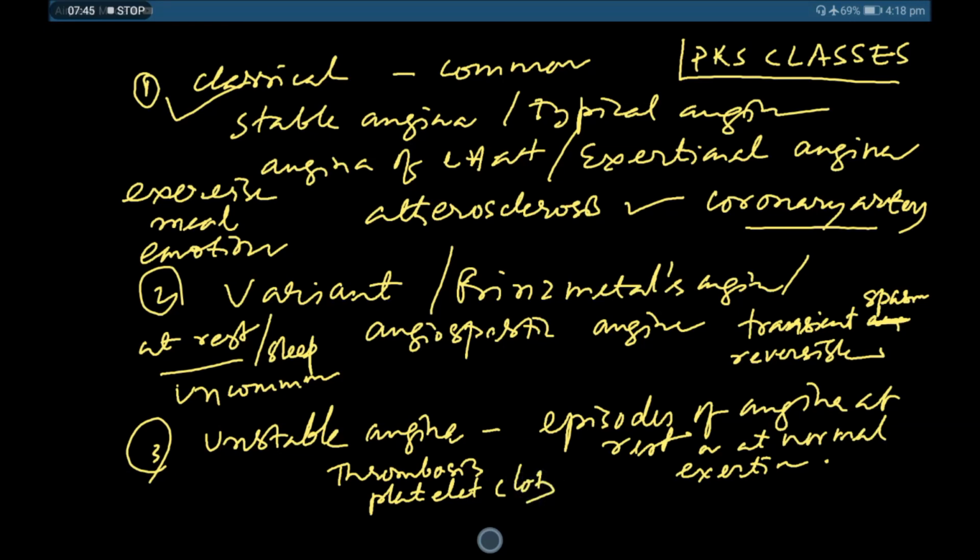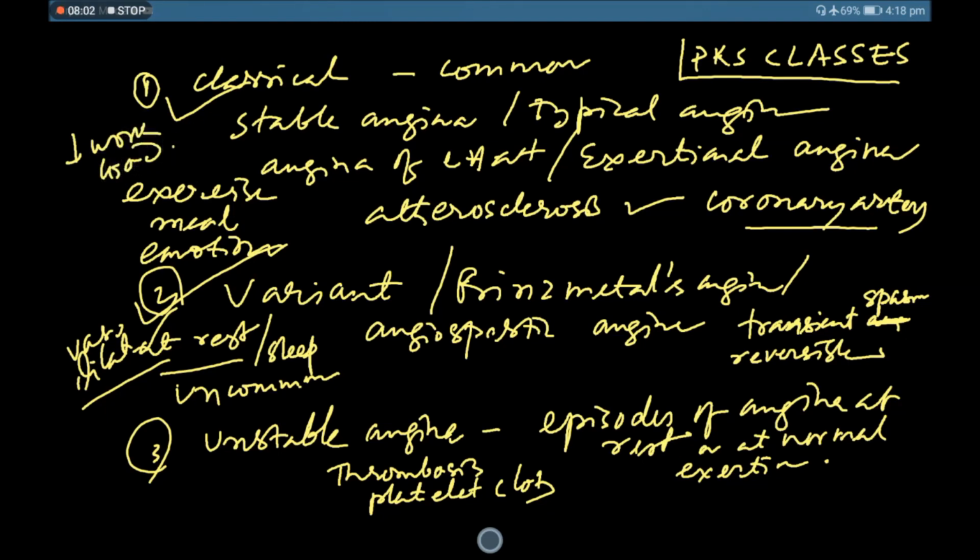So in the first two types we can use vasodilators, mainly coronary artery vasodilators, and drugs which can decrease the workload of the heart. And here, in unstable angina, we can use antiplatelet drugs.